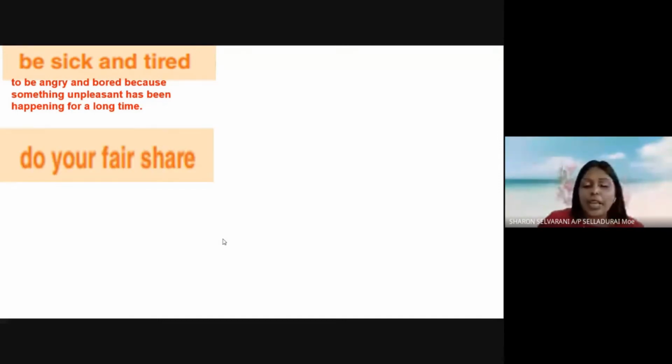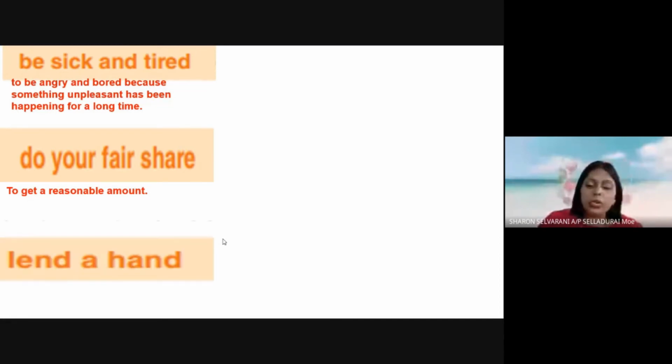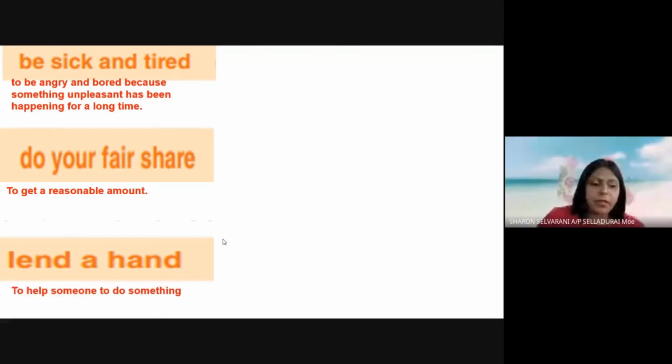The next one. Do your fair share. What does this mean? Do your part. All right. To get a reasonable amount. If you are supposed to do something, you just do what you are supposed to do. All right, the next one. Lend a hand. Help. Okay, to help someone to do something.